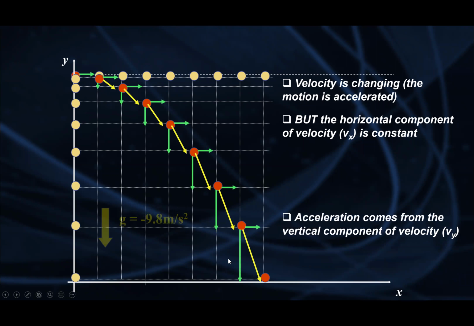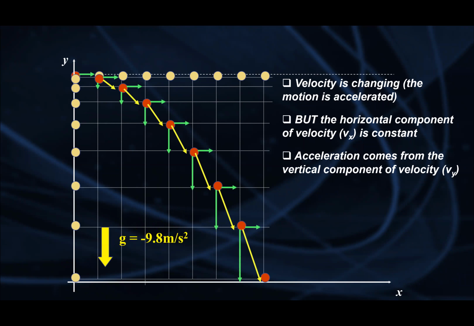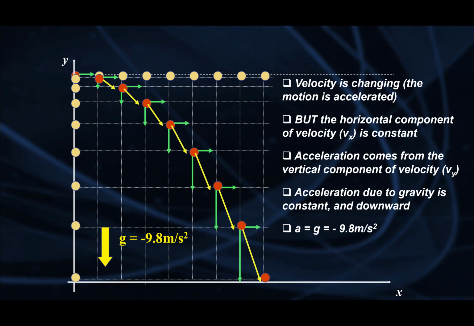The acceleration, like we said, comes from the vertical component of the velocity, and that is accelerated because of gravity constantly and downward. And so in our kinematics equations, we can substitute a with g, because the only acceleration impacting it is the vertical acceleration of gravity at negative 9.8 meters per second squared. And you can still use the 10. You don't have to use the 9.8.